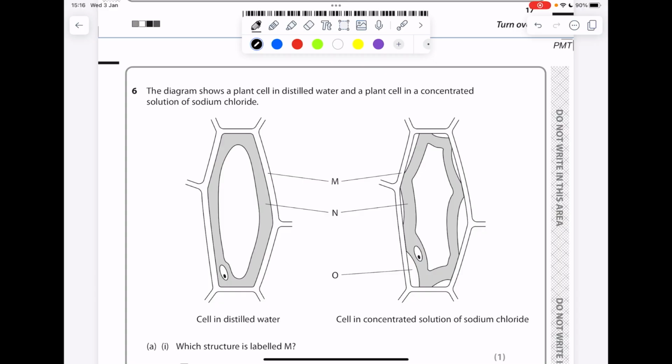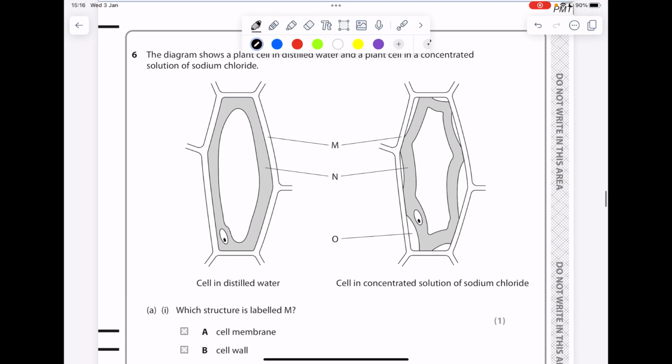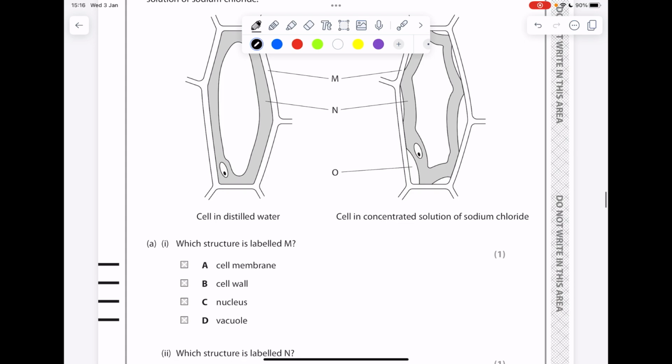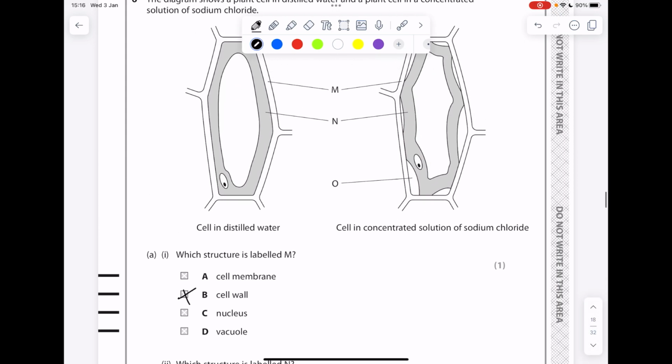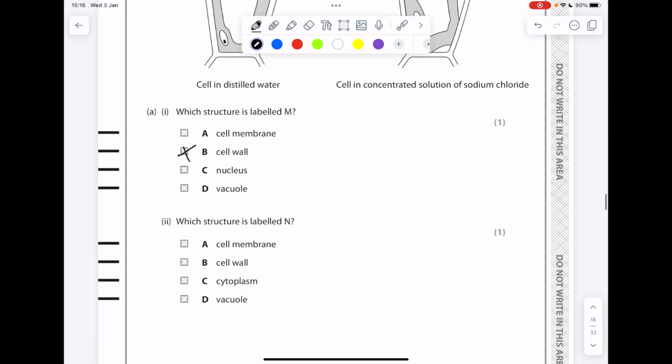The diagram shows a plant cell in distilled water and a plant cell in concentrated solution of salt. This is already screaming osmosis. The structure labelled M is the very outermost part of the cell, it's the cell wall. Which structure is labelled N? It's the cytoplasm.